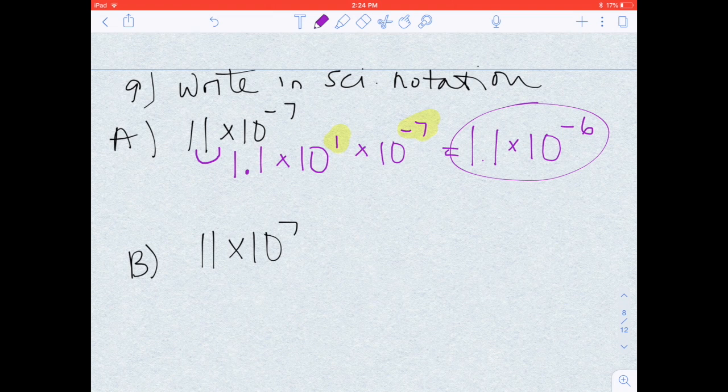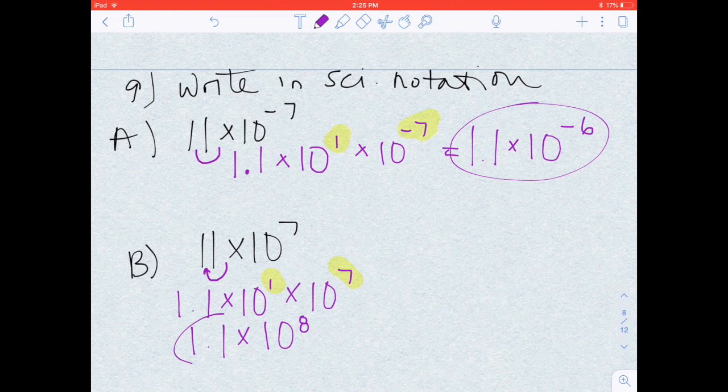For letter B, I have to make this into scientific notation as well. So I'm going to move my decimal up 1 place. Now I have 1.1 times 10 to the 1, because I moved it 1 place to the left, and I'm still multiplying it by that original 10 to the positive 7th. Once again, I'm looking at my exponents. They have the same base, so I can add them together. And I end up with 1.1 times 10 to the 8th. And that's my scientific notation.